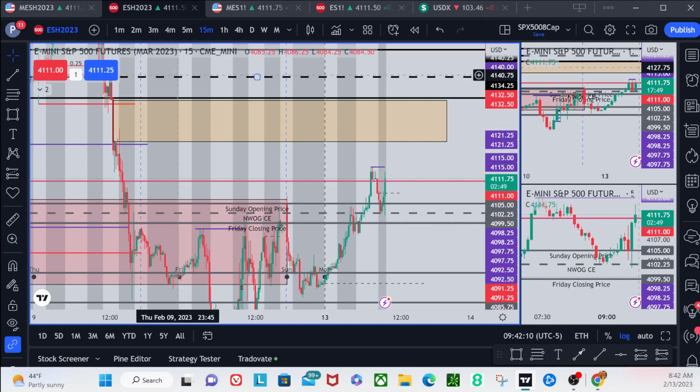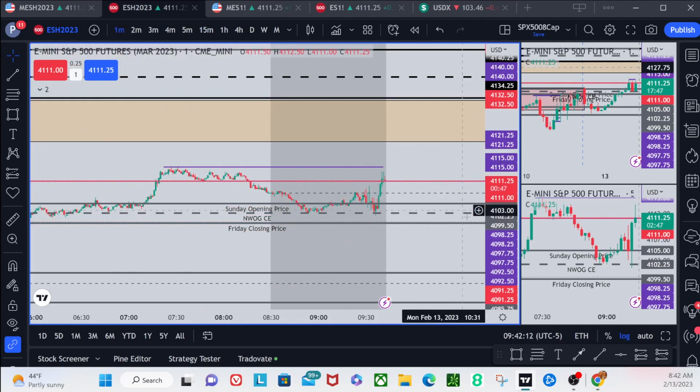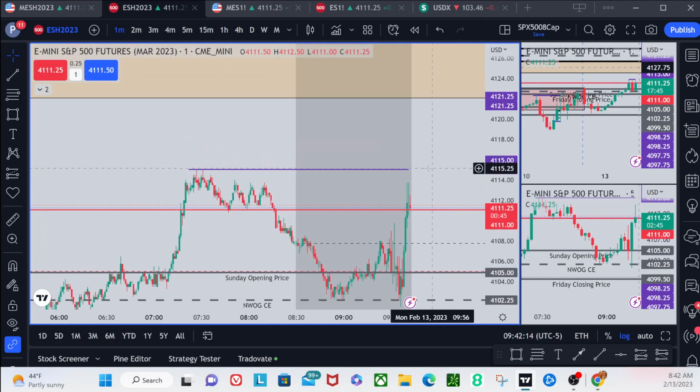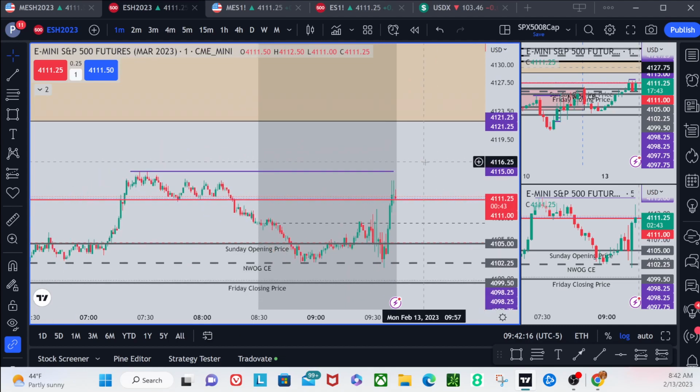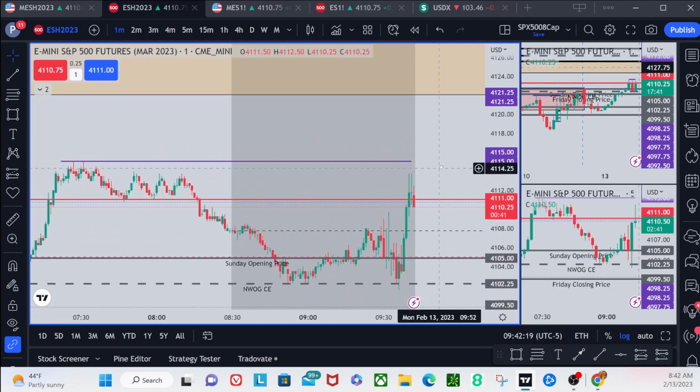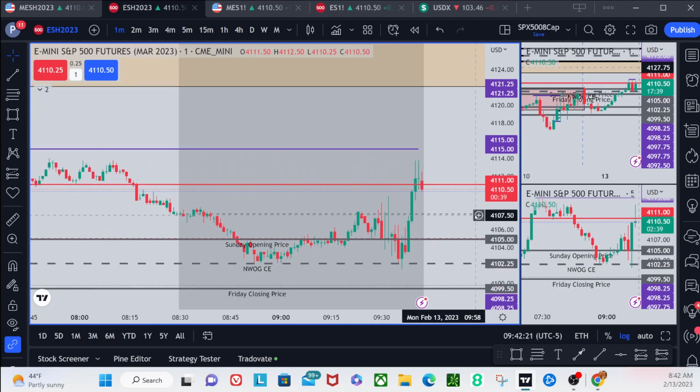But if we get above that 41.15, reject that and start to break down, then I would look for it to try to return back to Friday's closing price. Because all of this right here could be just the Judas swing for the morning.